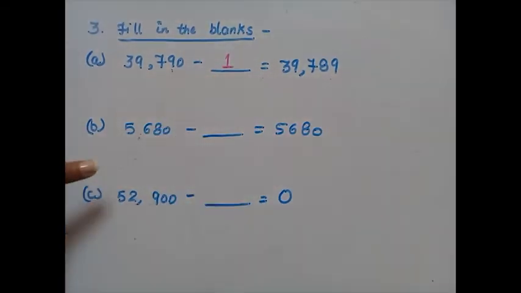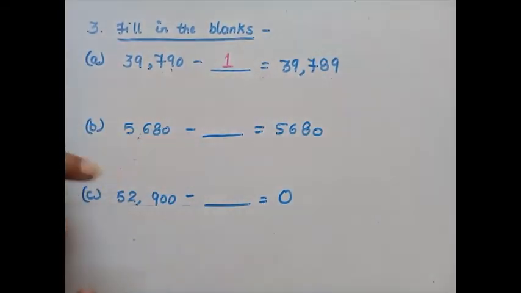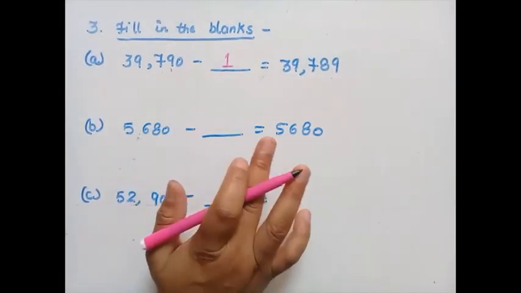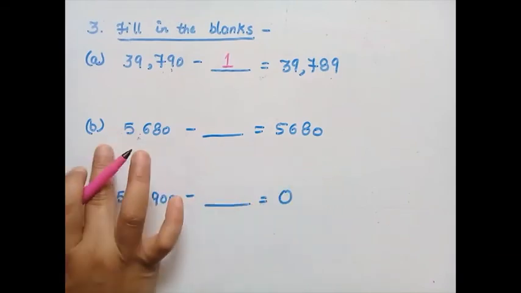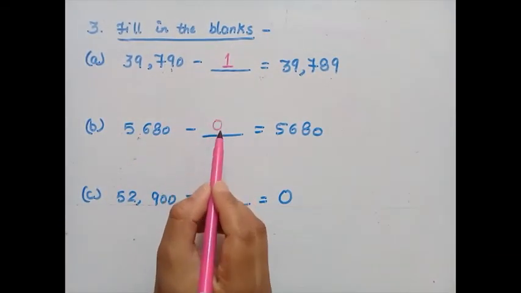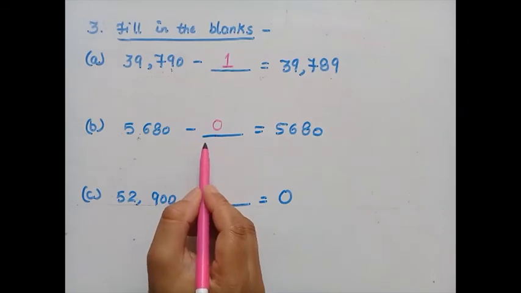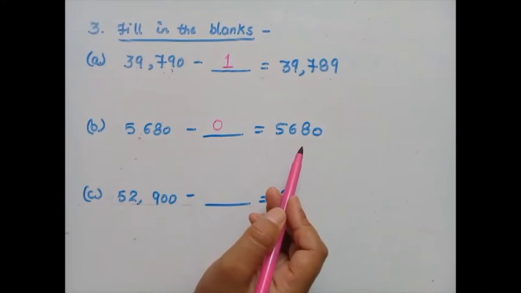then the answer is 1. Here the B part is 5,680 minus blank is equal to this. Both the numbers are the same here. So if both the numbers are the same, the answer is 0, because whenever 0 is subtracted from any number, the answer will remain the same.